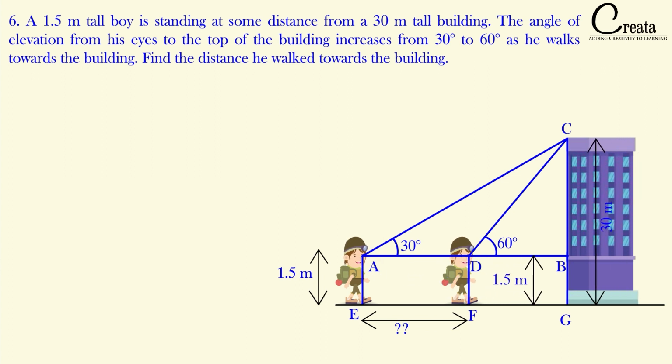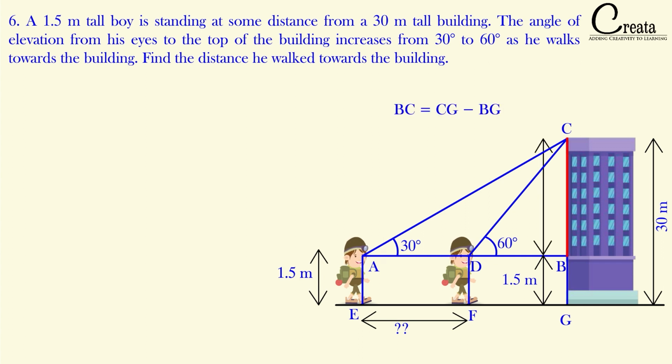So here we can say CG is equal to 30 meter, that is the height of the tower, and BG is equal to 1.5 meter, that is the height of the boy. So here can we say BC is equal to CG minus BG? We got BC as 30 meter minus 1.5 meter, that is equal to 28.5 meter. Got it? We have done the simple mathematics. We got BC as 28.5 meter.